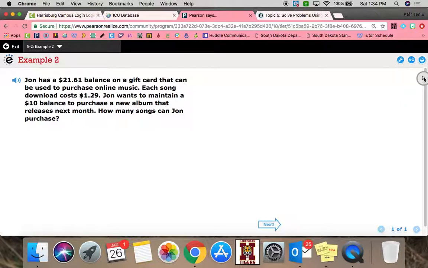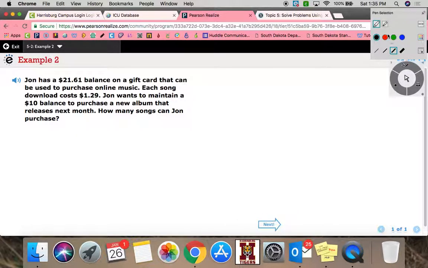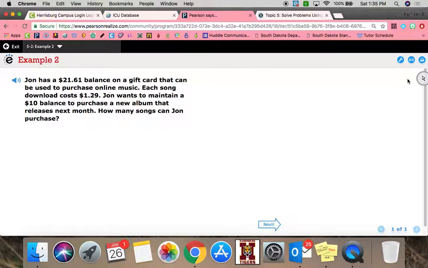So I'm going to have to use my pens over here because it doesn't provide it on the screen this time. If John has a $21.61 balance and he wants his gift card to have $10 left, we need to find out how many songs he can buy to get all the way down to $10. Well, he can spend the difference. What's the difference between $21.61 and $10? How much money can he spend?